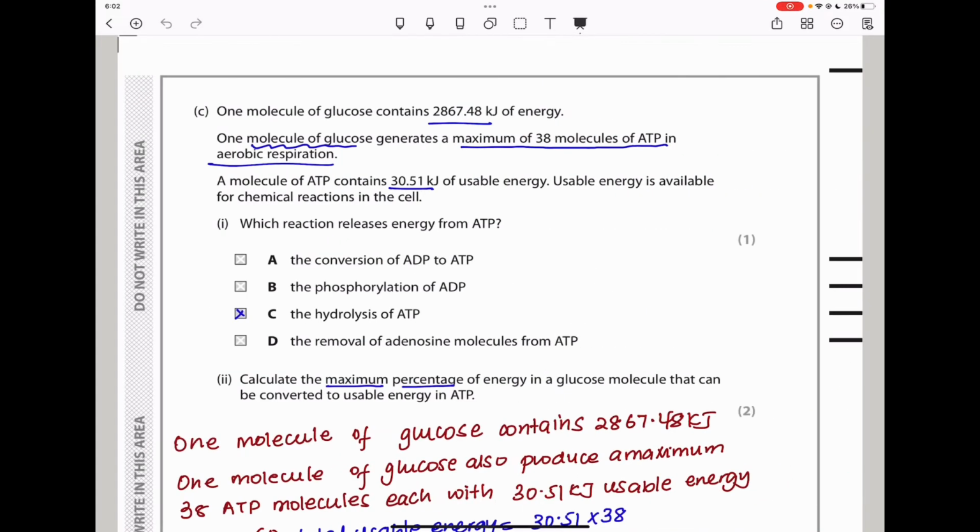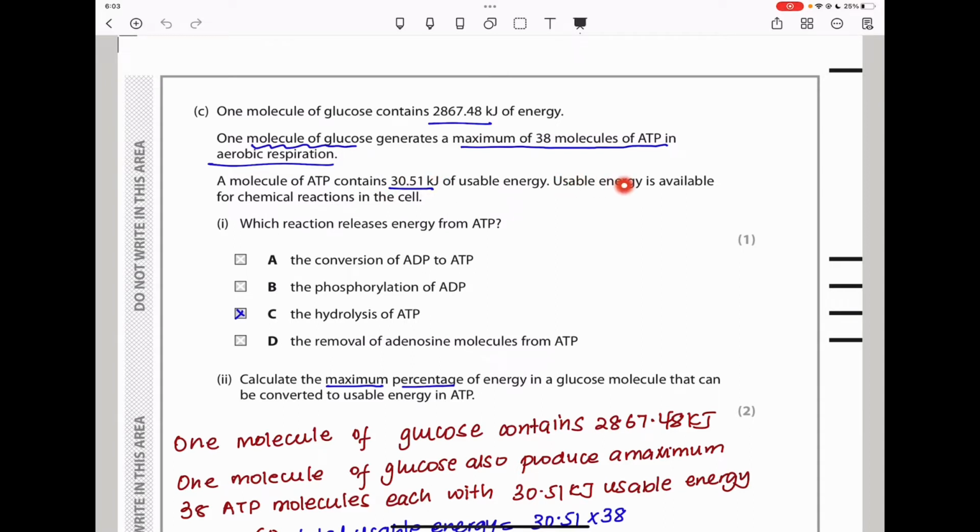Moving on. Here they say 1 molecule of glucose contains 2867.48 kilojoules of energy. And they say 1 molecule of glucose generates a maximum of 38 molecules of ATP. So that means if glucose contains that amount of energy, yet it produces 38 molecules of ATP through aerobic respiration, that can be quantified. And then they go on to say a molecule of ATP contains 30.51 kilojoules of usable energy, meaning if there are 38, the total usable energy should be 38 times 30.51 kilojoules.